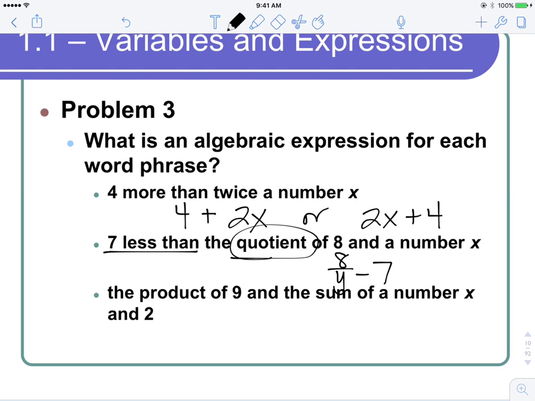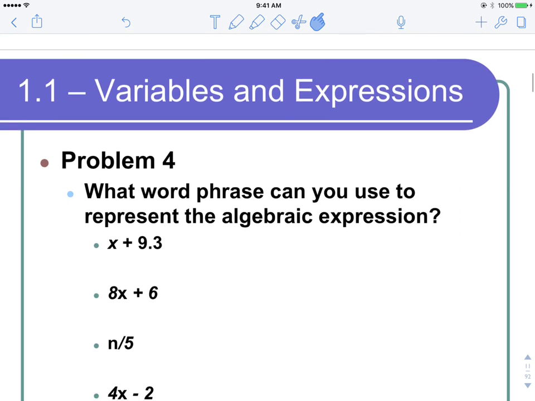The product means we're multiplying. We're multiplying 9 and a sum. Since we have a sum there, that's an addition problem that must be done first. So in order to complete the addition part first, we would need parentheses. So we're going to have in parentheses x plus 2, that's the sum we're taking, and then we're multiplying that by 9. So I'm going to put a 9 out front. You could put the 9 in the back as well.